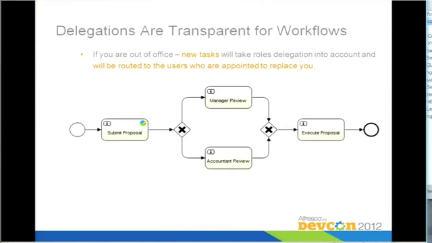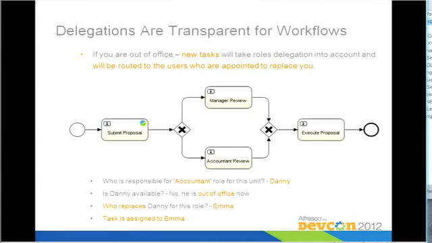The very good thing about delegations is that they are absolutely transparent for users. When you assign a task by role, it will be automatically resolved. As a first step, the org chart will find the person who is responsible for handling this role, and if this guy is out of office, then the task will be assigned using the configured role for replacement.